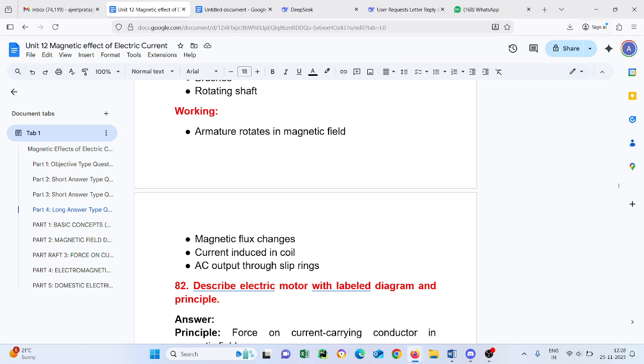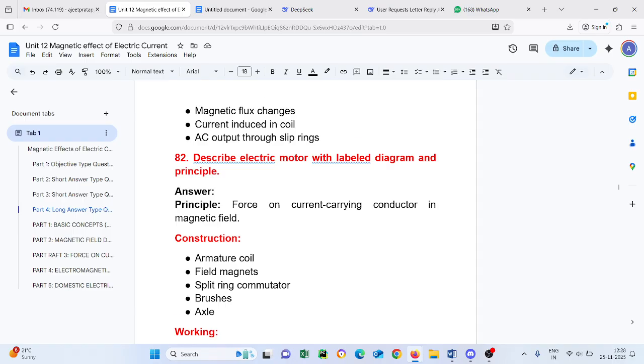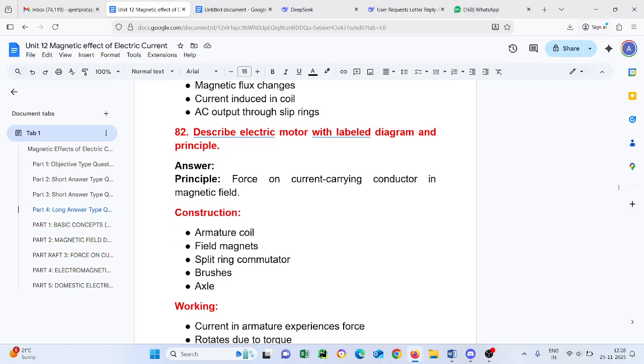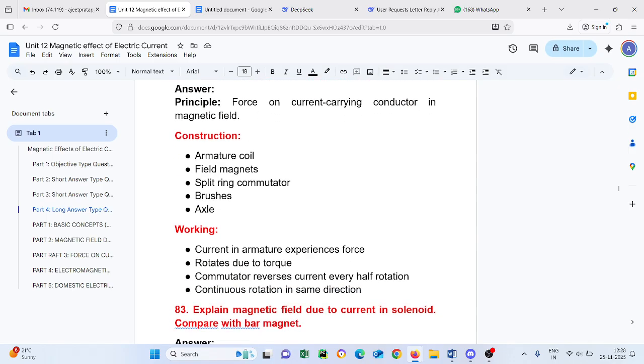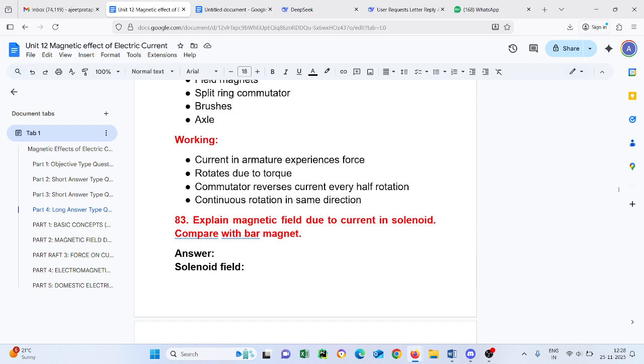Question number 82. Describe the electric motor with labelled diagram and principle. Answer: force on a current carrying conductor in a magnetic field. Construction: armature coil, field magnet, split ring commutator, brushes, axle. Working: current in the armature experiences force and rotates due to torque. The commutator reverses current every half rotation, giving continuous rotation in the same direction.